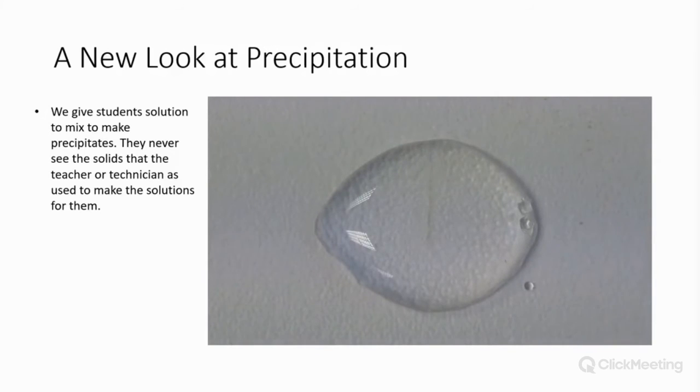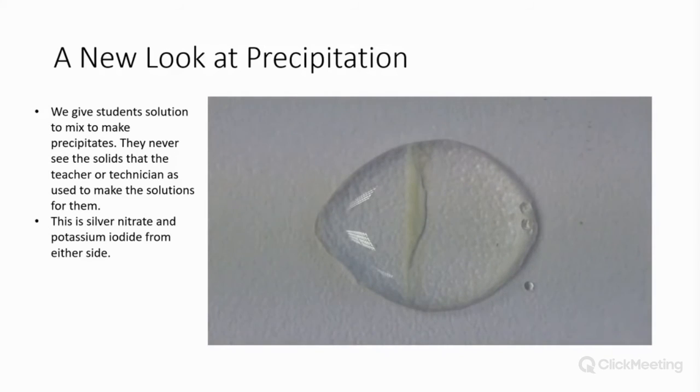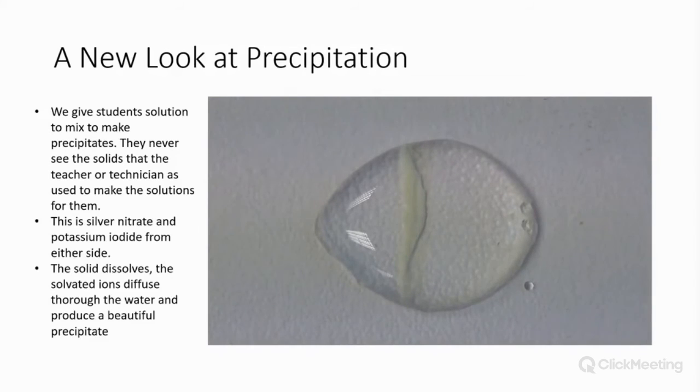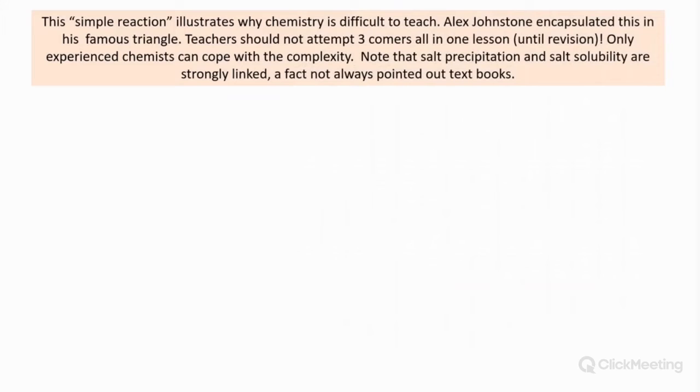So they're seeing where the liquid, the solutions are coming from dissolved solids. And then in the middle, we get the precipitate of silver iodide. And you could talk about dissolving, solvation, diffusing, and what have you. This is an example. We can go into a thing called the Alex Johnston triangle here.